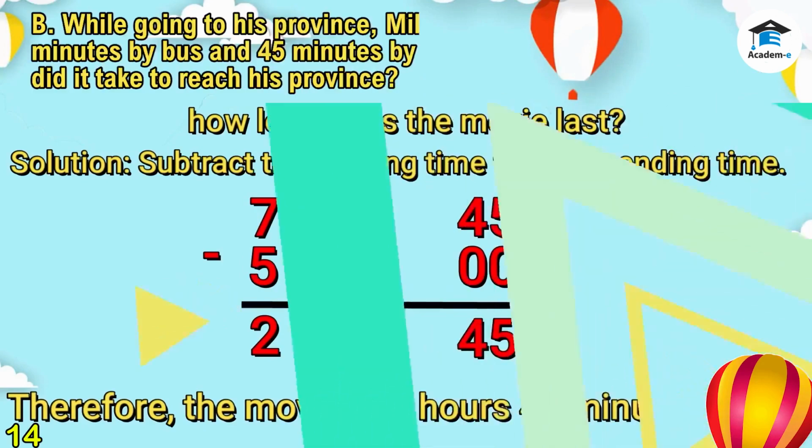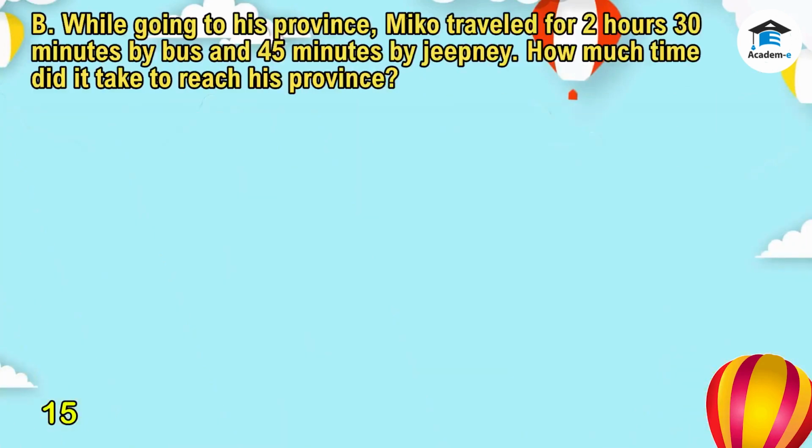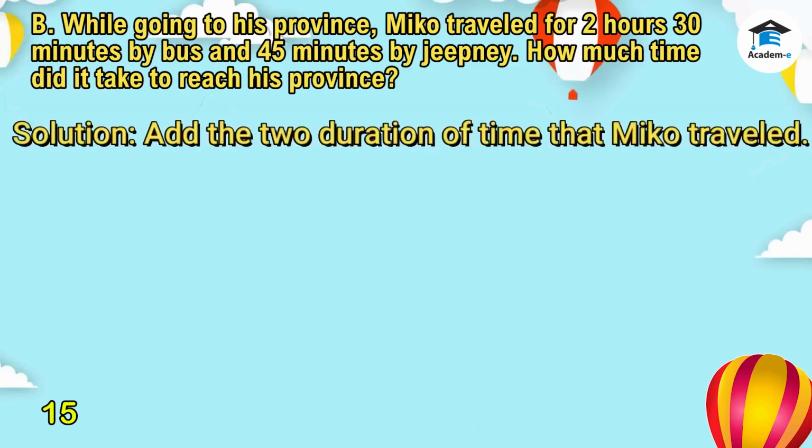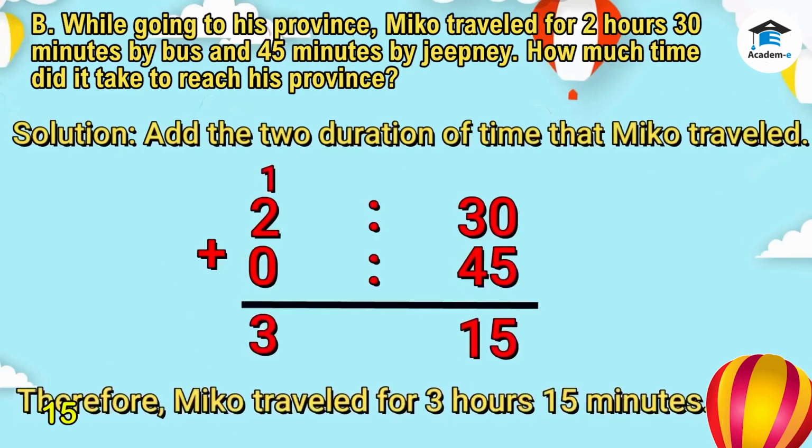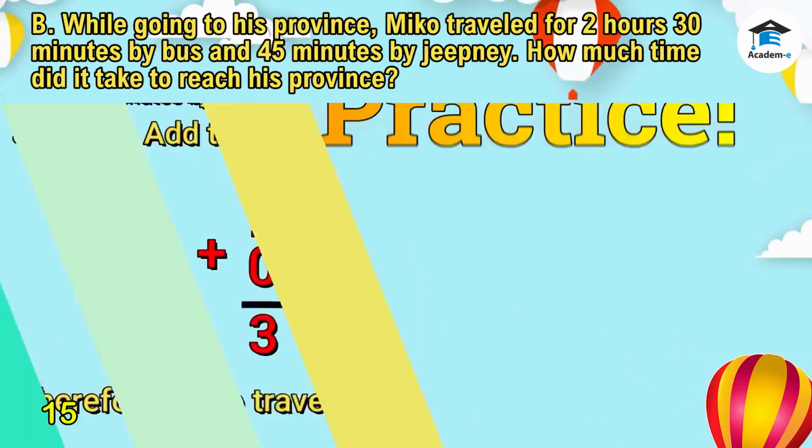Example B, while going to his province, Miko traveled for 2 hours 30 minutes by bus and 45 minutes by jeepney. How much time did it take to reach his province? To solve, add the two durations of time that Miko traveled. That is, 2 hours 30 minutes and 45 minutes. Therefore, Miko traveled for 3 hours 15 minutes.